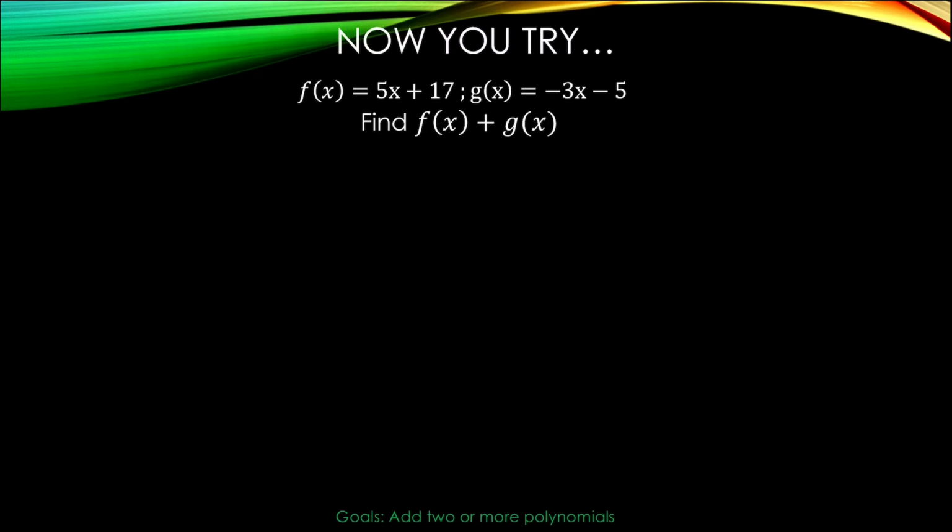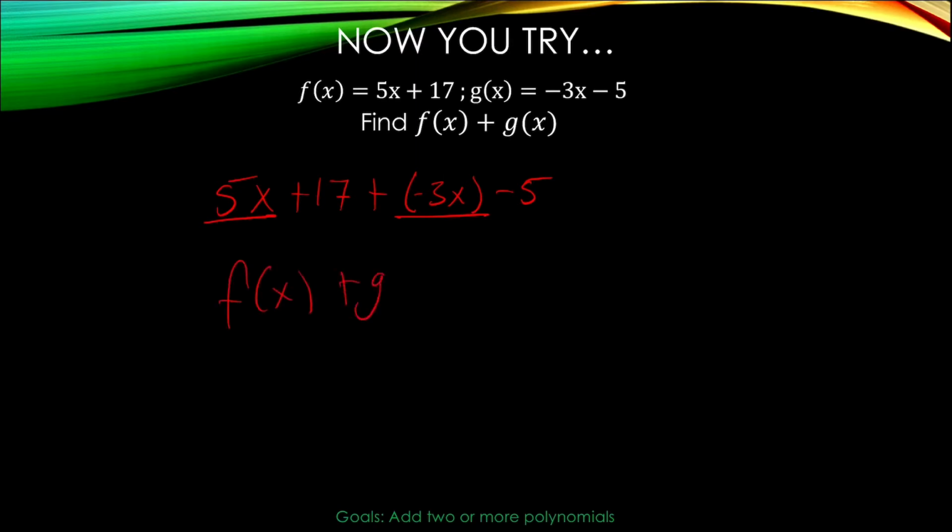All right, you give it a go. Pause the video, see what you can do. All right, so f of x is 5x plus 17 plus a negative 3x minus 5. So I have 5x and a negative 3x that will combine, and that gives me a 2x. 17 minus 5 gives me plus 12.